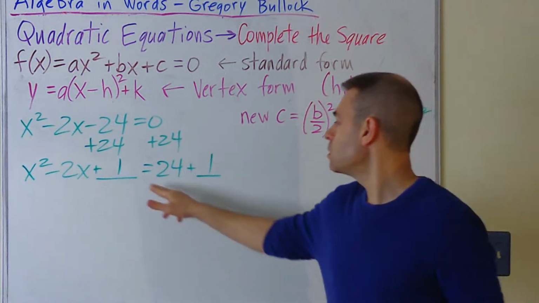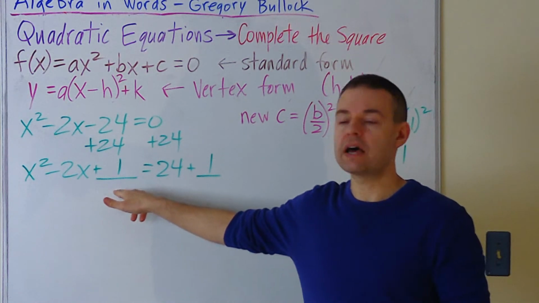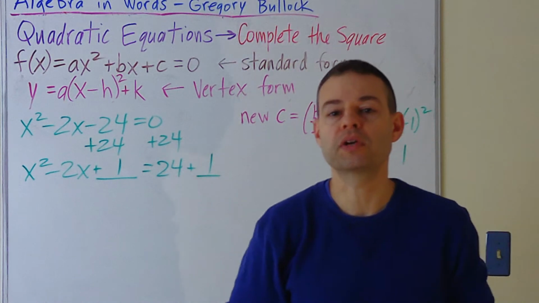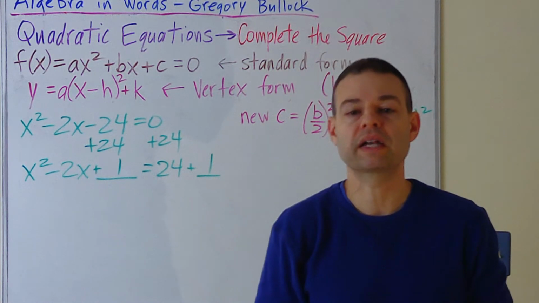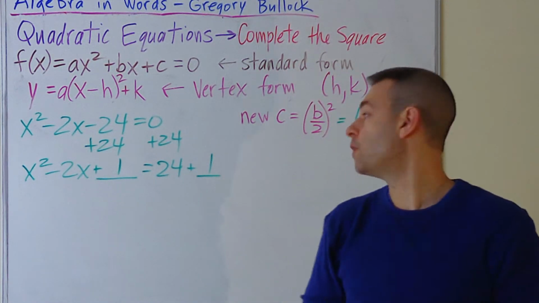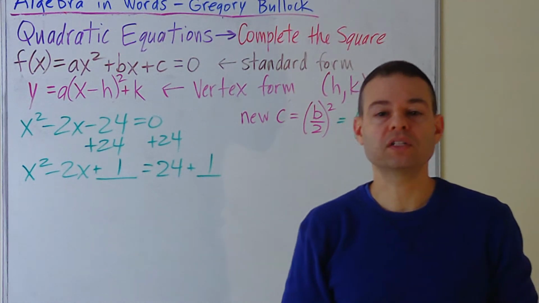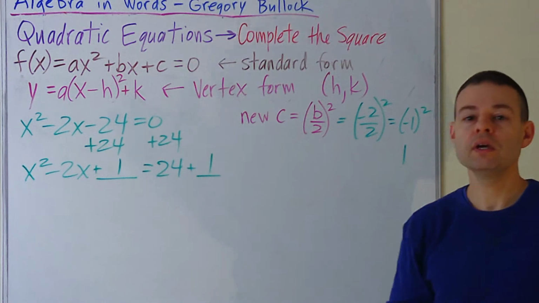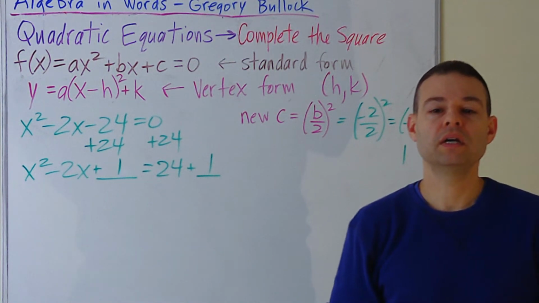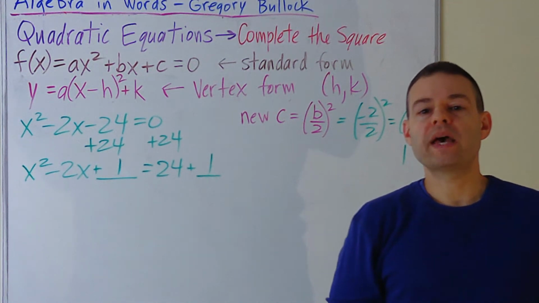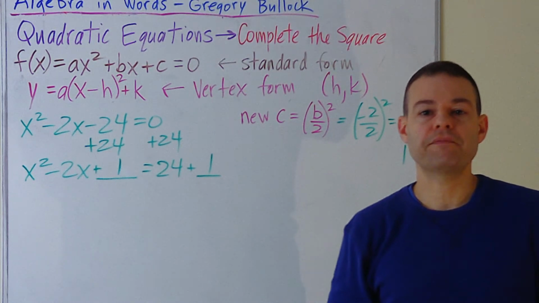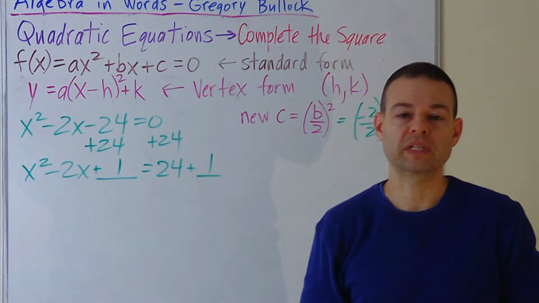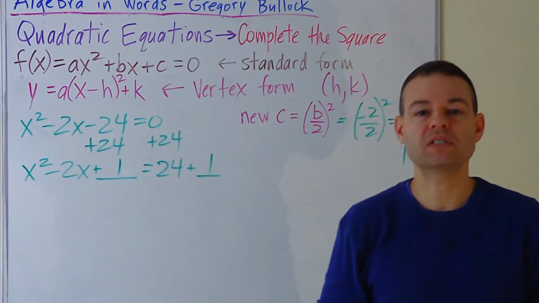Oftentimes, students will remember to write it on the left, but forget to write it on the right. And putting the line is just a little token to remind you to put it on the right side as well. Now before we move on, I want to just say one quick thing about the formula for the new c, b over 2 squared. In a strange way, this has a resemblance of finding the h value of the vertex formula, because they just happen to look alike.